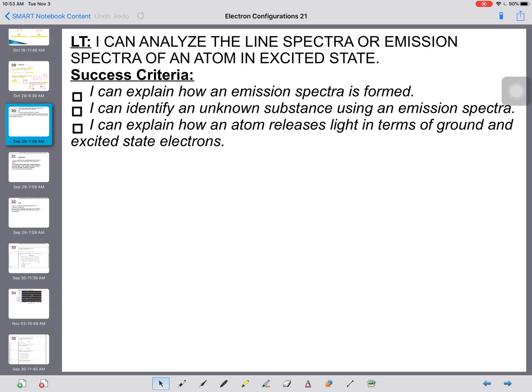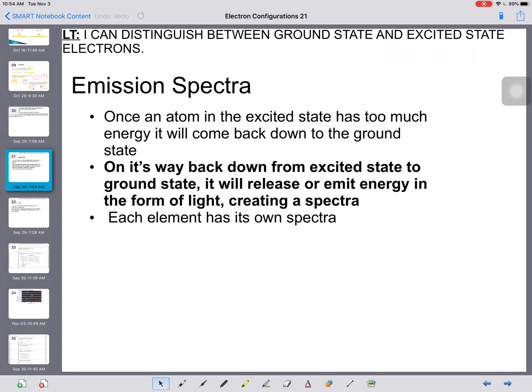We're going to be able to do three things. We're going to be able to explain how these emission spectra are formed. We're going to be able to identify an unknown substance using an emission spectra. And we're going to be able to explain how an atom releases light in terms of ground state and excited state electrons. So getting started with what is an emission spectra.